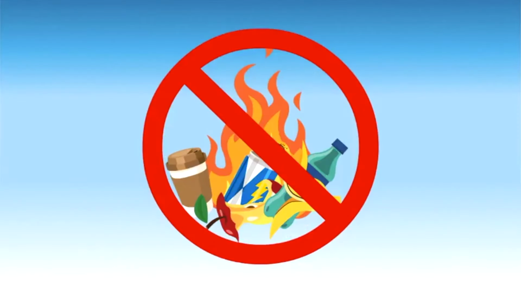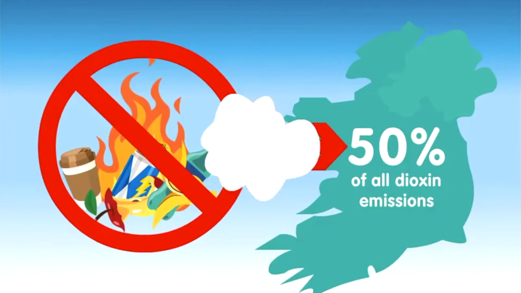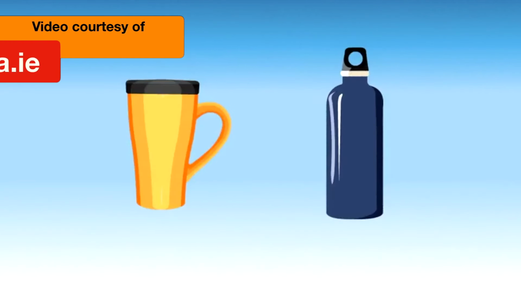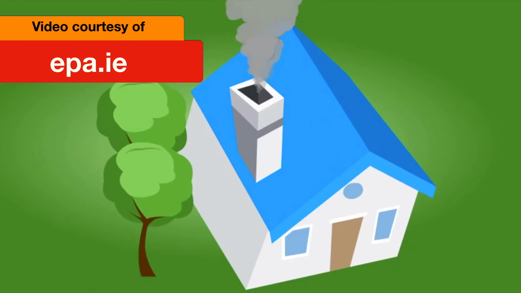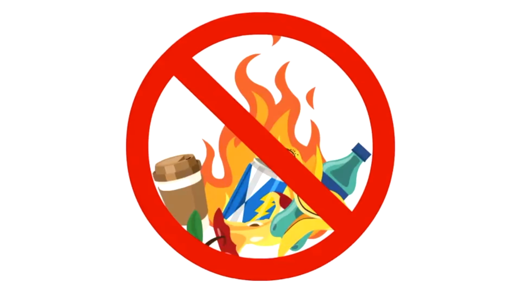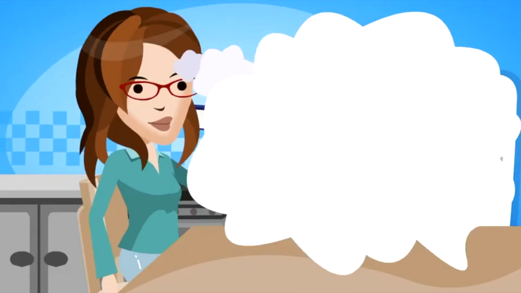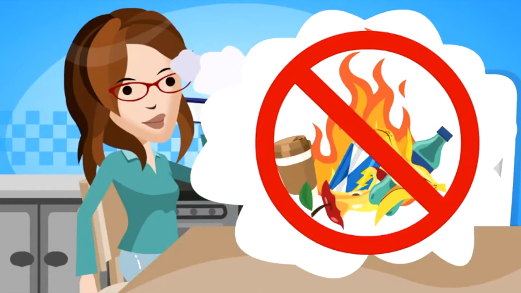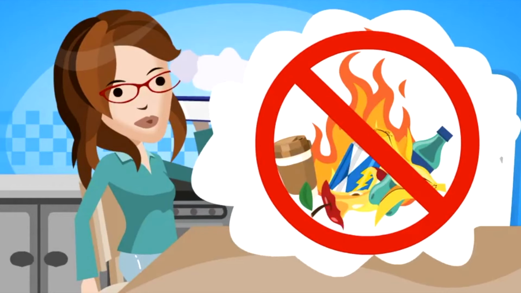Illegal burning of waste material contributes to over 50% of all dioxin emissions in Ireland. We all need to reduce the amount of waste we generate and make sure we dispose of the waste we do generate properly. As well as being bad for the environment and our health, burning waste at home is illegal. Contact your local authority for more information about safe and proper waste disposal options for your household. Remember, you should never burn household rubbish. It's bad for you and bad for the environment.